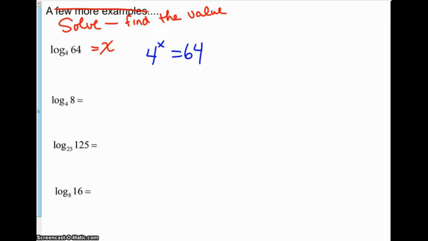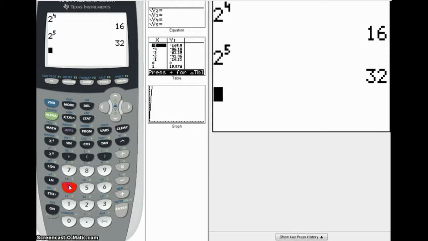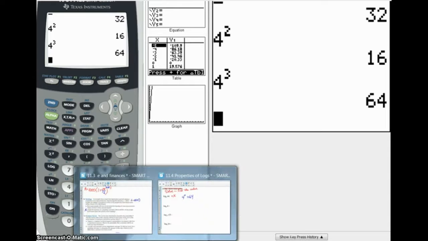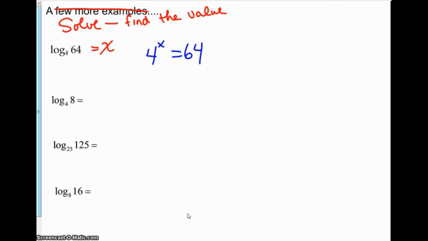This is a lot like those problems I started with. You say to yourself, 4 to what power equals 64? I'm looking for the power, and here's where guess and check is really beneficial. I might say, I don't think it's 4 to the second because I know that's 16. But what about 4 to the third? 4 to the third is 64. So since 4 to the third is 64, my x value was 3. Beautiful. Works out just fine.